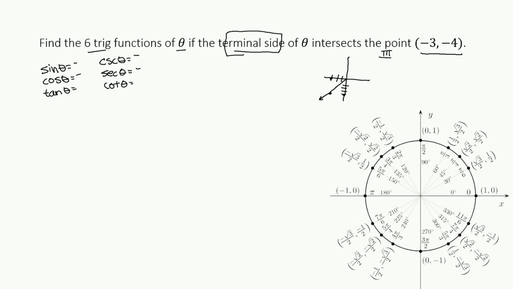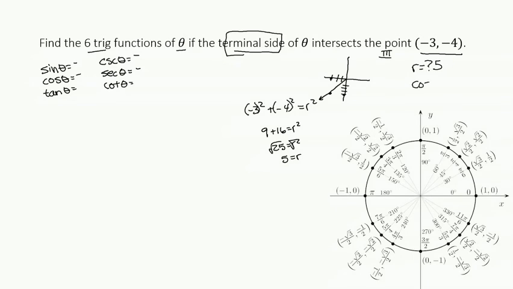So now we need to find the radius. So to find that, we do negative 3 squared plus negative 4 squared, and I'll put these in parentheses, equals r squared. So that's 9 plus 16 equals r squared, which is 25 equals r squared. Take the square root of both sides. Our radius is 5. So we can just plug that in right there.